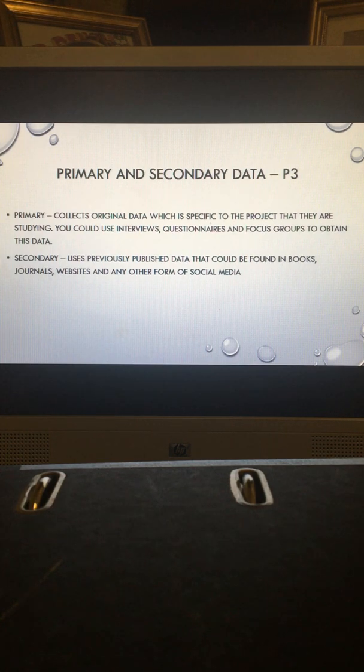Ways to also obtain primary data is through interviews, questionnaires, and focus groups. Secondary data uses already published research which can be found in journals, websites, books, and other forms of social media. Secondary research is used to make rationales to support your work or counter-argue somebody else's.